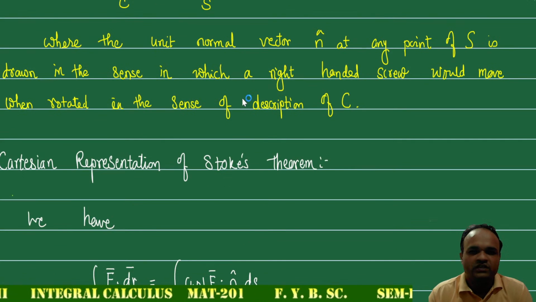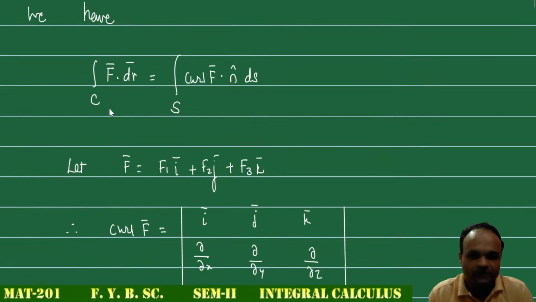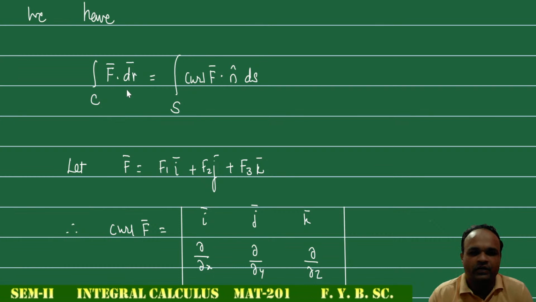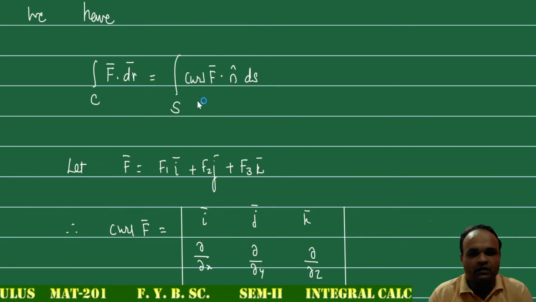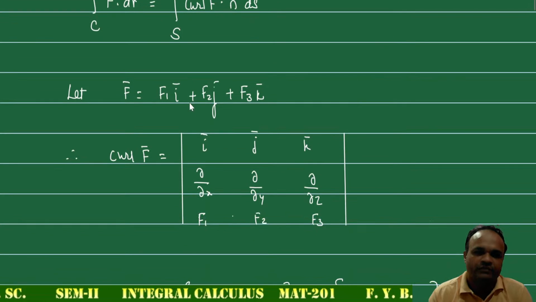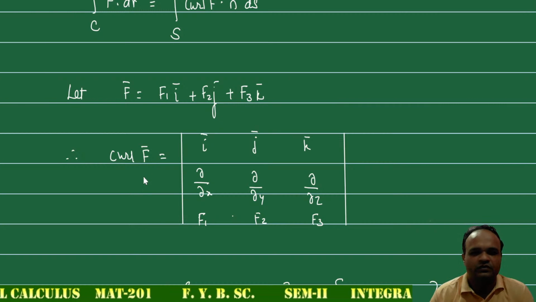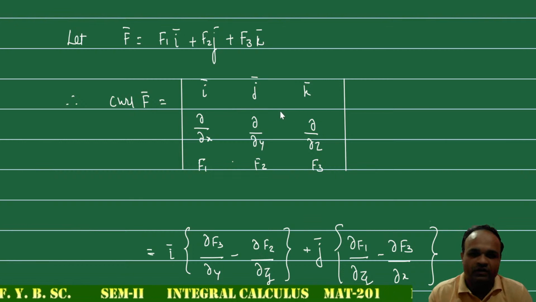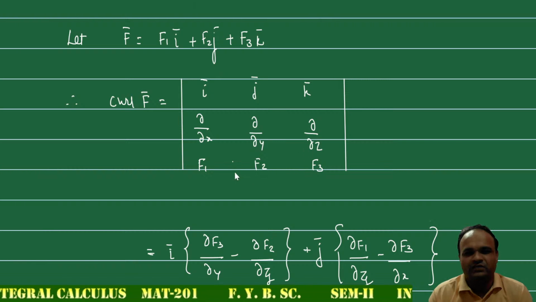So next, what is the Cartesian representation of this Stokes theorem? So we have the statement of Stokes theorem, that is line integral of f bar dot dr bar equal to surface integral of curl of f bar dot n cap ds over surface S. So here let f bar be equal to f1 i bar plus f2 j bar plus f3 k bar. So you get the curl of f bar using definition of curl. It will be determinant of i bar j bar k bar, dou by dou x, dou by dou y, dou by dou z, and last row that is f1 f2 f3.